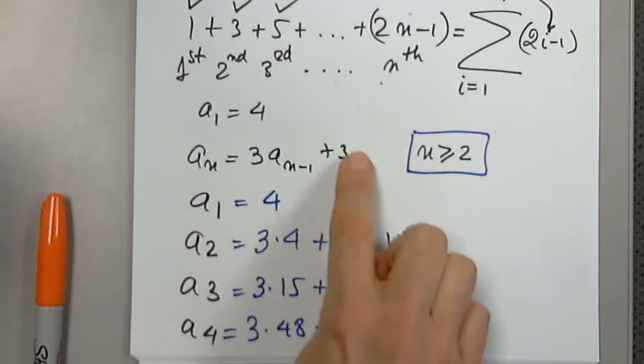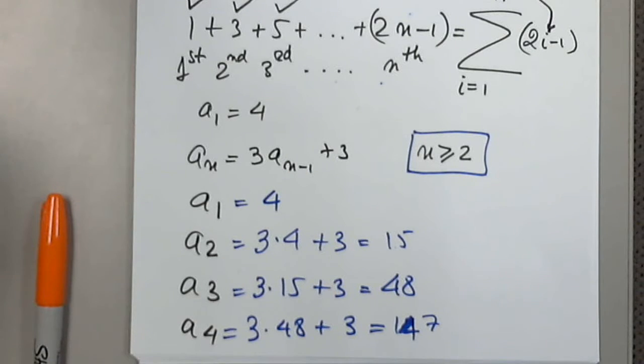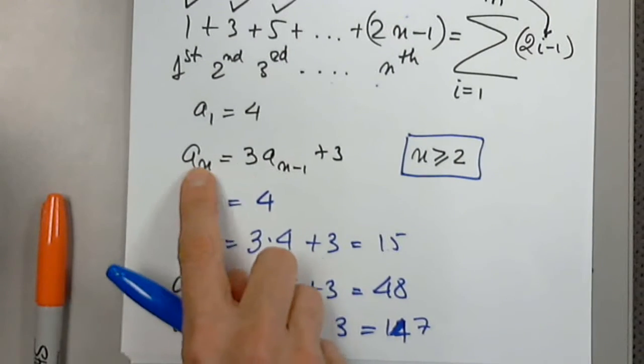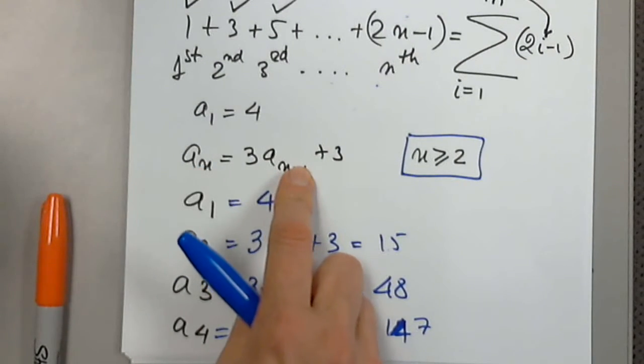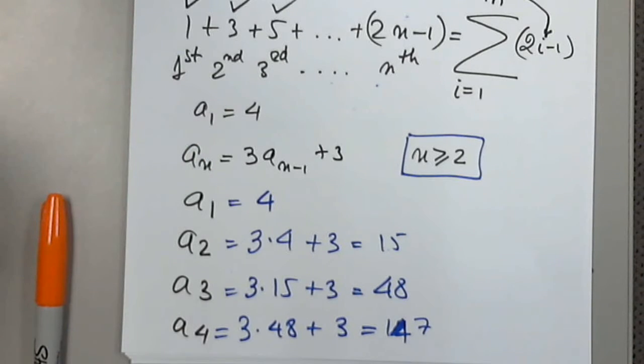I cannot plug 1 into this formula. 1 minus 1 is 0. And the first term of the sequence is never A0. It's the first term. It cannot be the 0 term. Very good. It says don't attempt to plug in 1 here because you're already given A1. Otherwise you will not be able to start. You have to be given the first term in order to be able to find the second one that depends on the first, and to be able to find the third one that depends on the second, and so on and so forth.